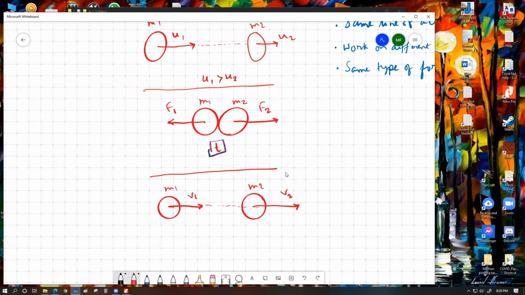Still, their line of action is exactly the same. This whole thing is happening in the exact same alignment. This is really, really important. And in this case, v1 is less than v2, which means this is the case of what you call approach. This is the case for approach, and this is the case that we define to be separation. So hold on for just a second.